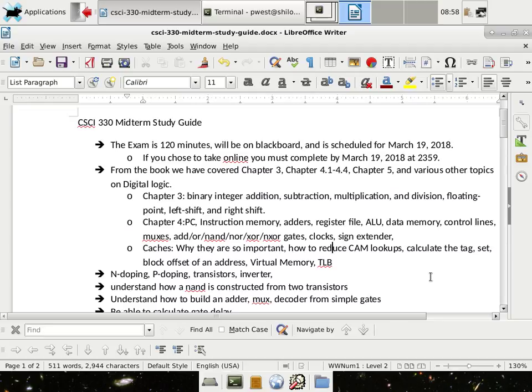Caches: hopefully you understand why they're important. How can you reduce CAM lookups? Calculate the tag, set, block, and offsets of an address, virtual memory, and TLB. Do NOTs count as gates themselves? Yes.